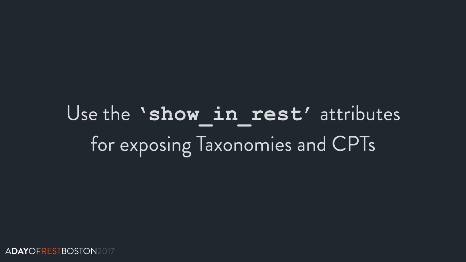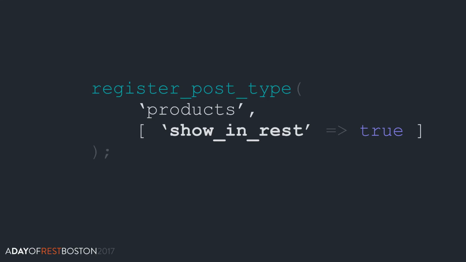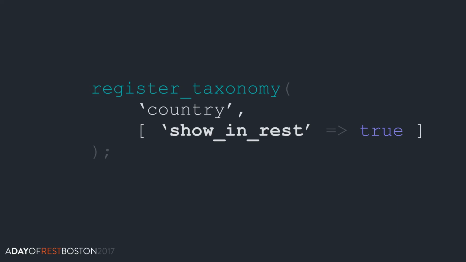So you can specify show in REST when you're making custom taxonomies and post types. That is just an extra flag that you pass when you're registering a post type. You can do the same thing with taxonomies, just to do show in REST. This is just going to mean the REST API is going to include those things in your data now.